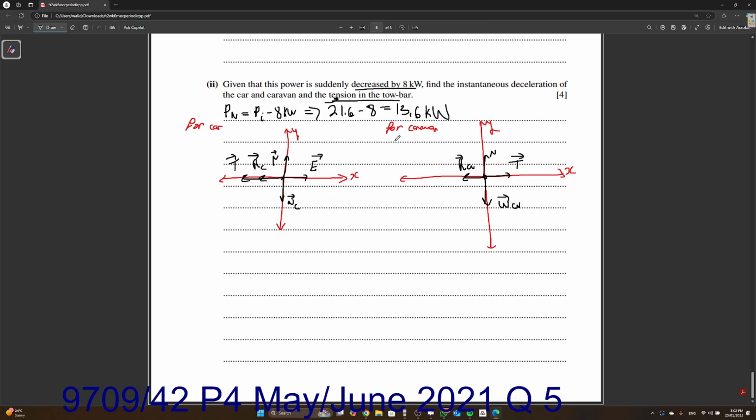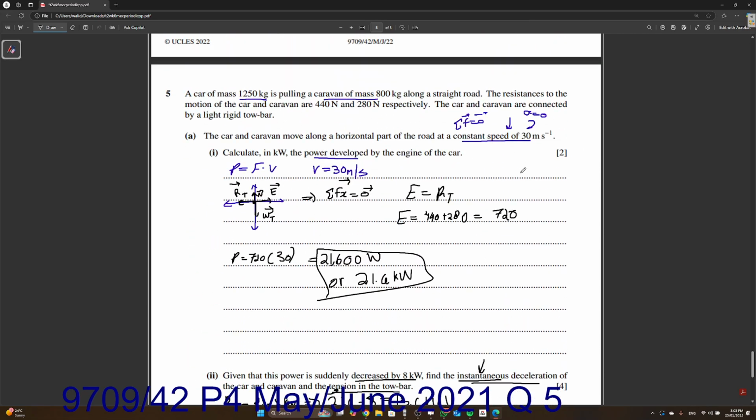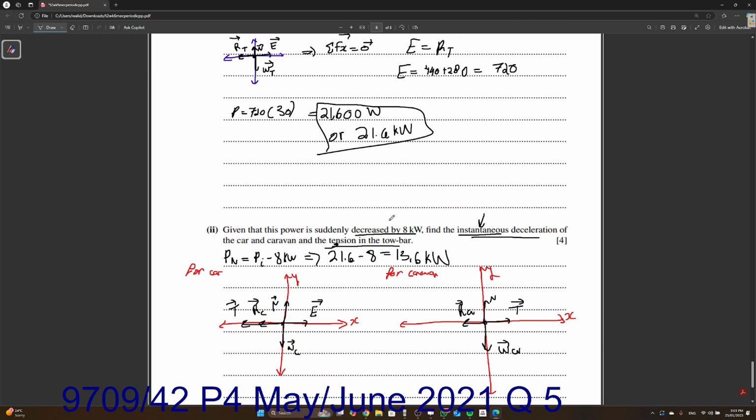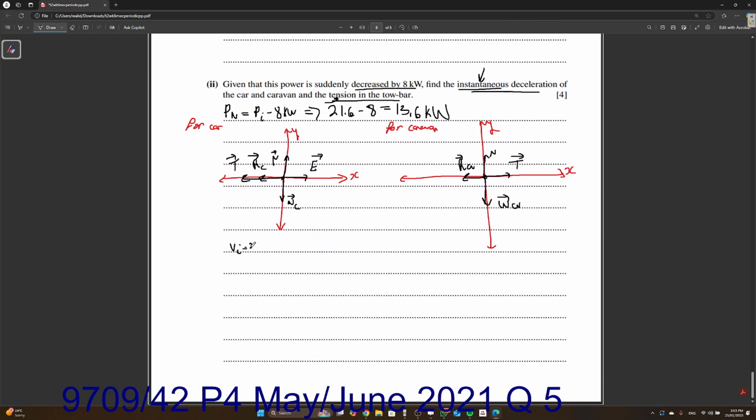Let's start solving. We know that there is deceleration. Pay attention to the word instantaneous. At this instant, we started at 30 meters per second, so the velocity at this instant is 30 meters per second. Do you think we can find the force produced by the engine? Of course we can. P is equal to FV. We know the power that the engine is providing and we know the velocity, so we can definitely find the driving force, E. That means E is equal to the power divided by the velocity, which is just 13,600 divided by 30. Let's do this on a calculator.